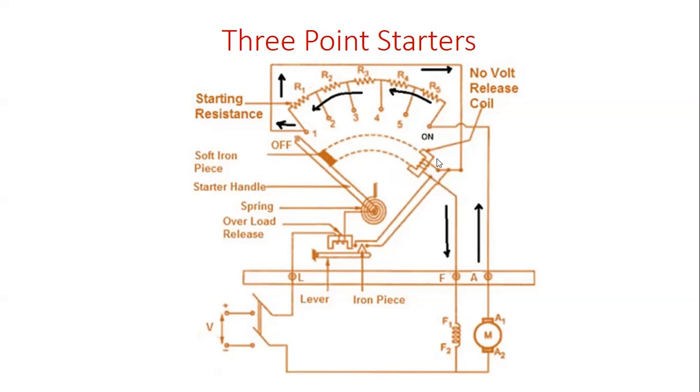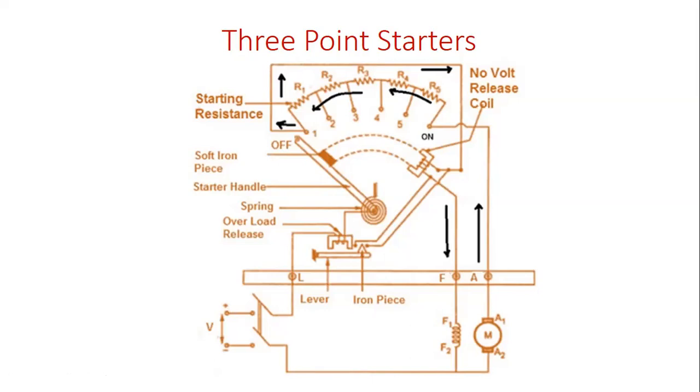When the no voltage relay coil is de-energized, such that no voltage is flowing due to the short circuit that occurred, if no voltage is found, then what happens automatically? The magnetizing property will be eliminated, so it will be demagnetized. The iron piece will not be attracted hereafter, so it moves from the on position to the off position automatically, and then the motor will be protected. So this is the working of the 3-point starter.